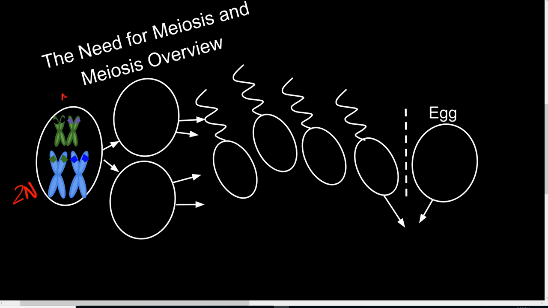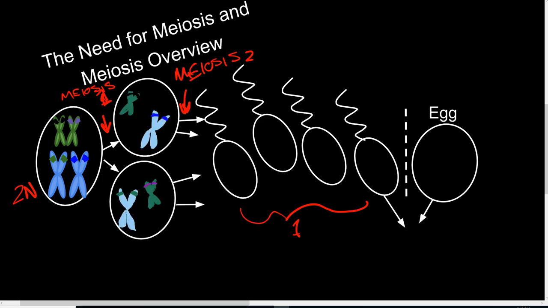This first division is called meiosis 1, and that's going to be right here. Those 2 daughter cells go through another cell division called meiosis 2, and you end up with 4 daughter cells, each of them having 1N, one full set of DNA. So let's go ahead. I'm going to start drawing this and explaining a little bit as I go.